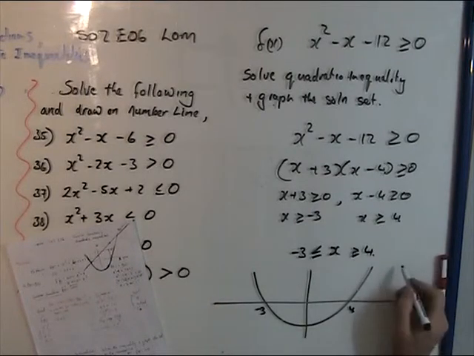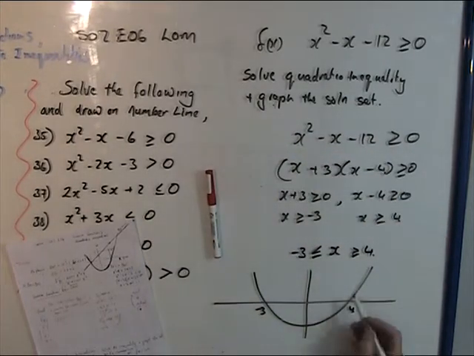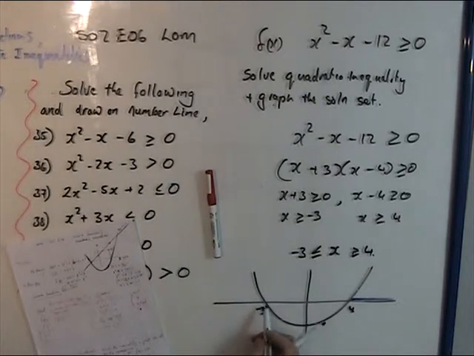Now, the question is to solve the quadratic and graph the solution set. So where is the solution set? Where is x greater than 4? X is greater than 4 along here. And where is x greater than minus 3? Okay, along here, right? Where x is greater than minus 3. This would be minus 4, so that's less than. Okay, because minus 4 is less than minus 3. Okay, it's a concept. So that's your solution set.